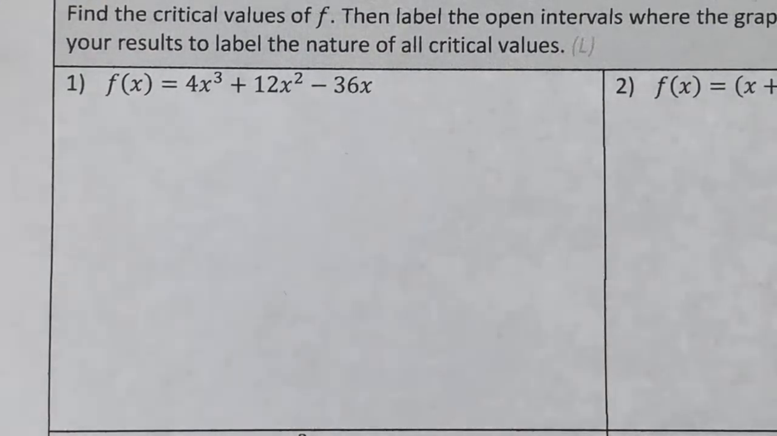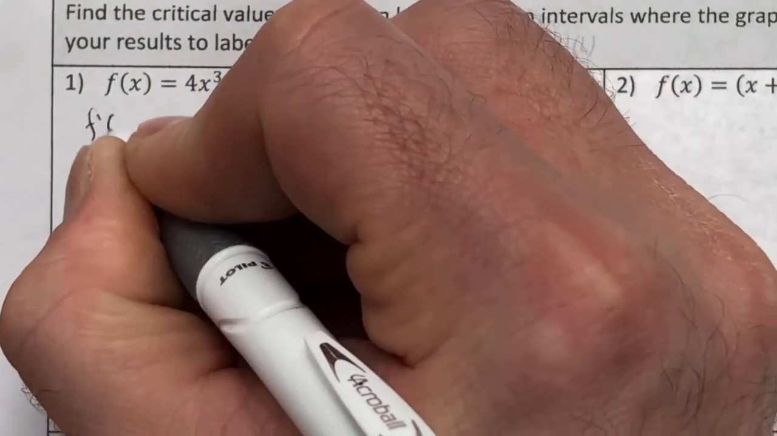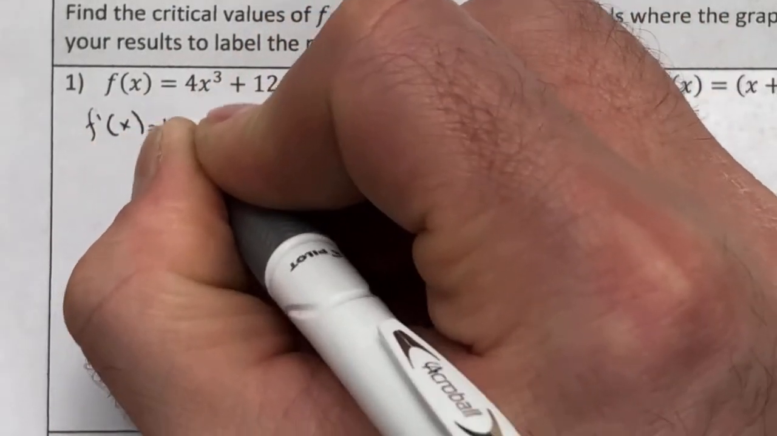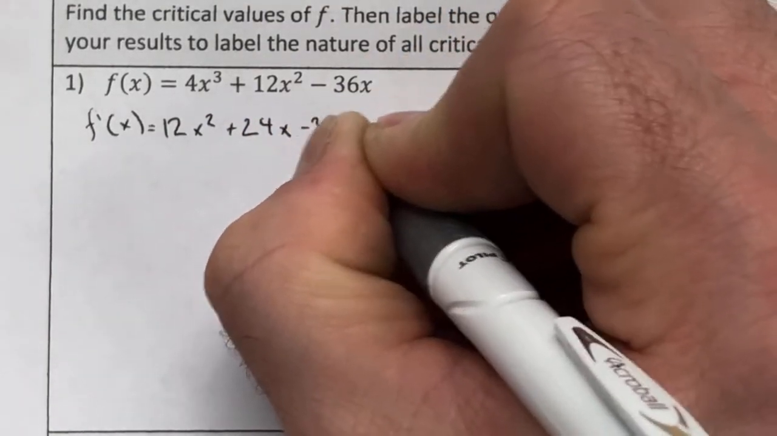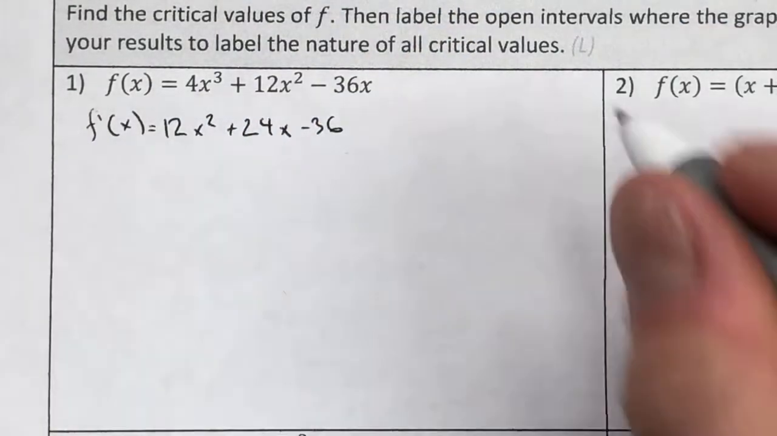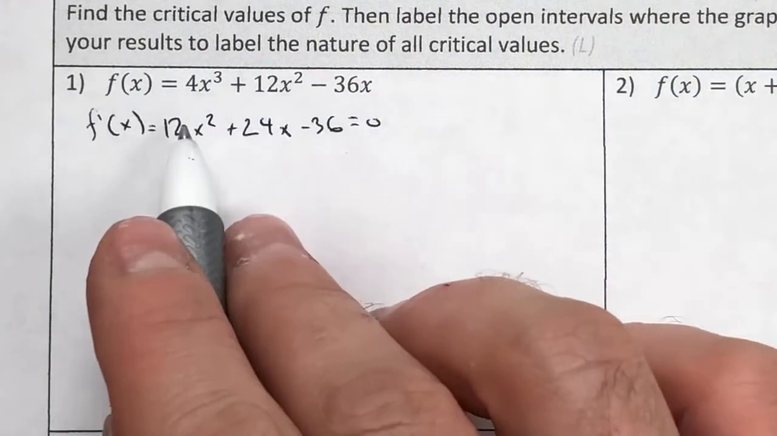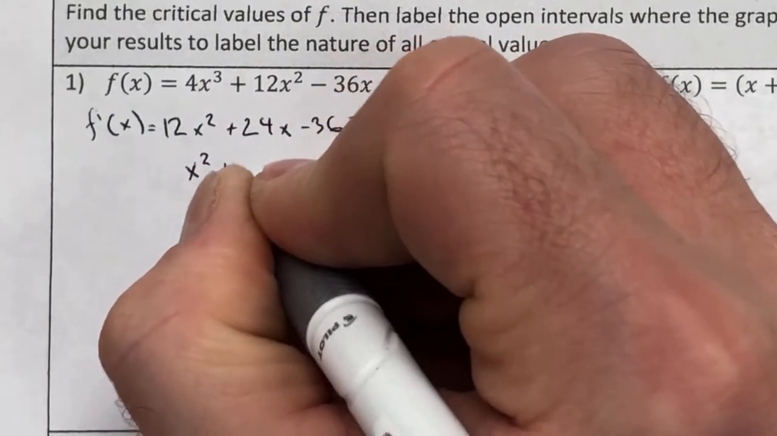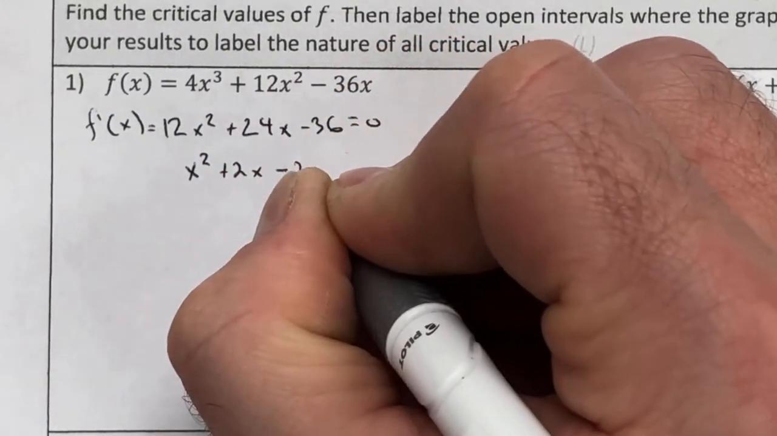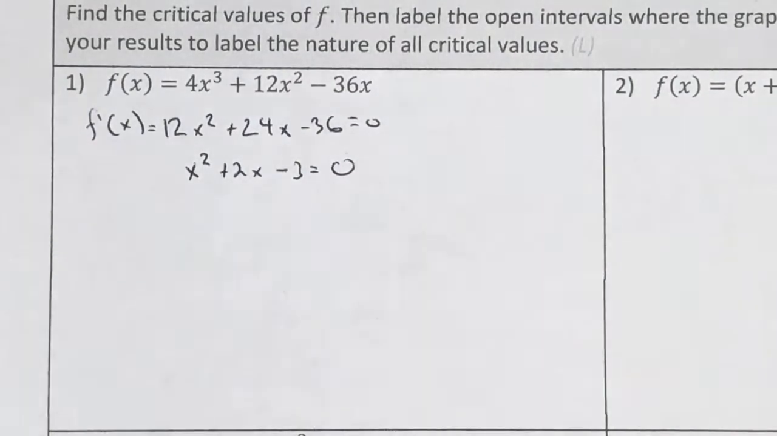So our first goal right here is going to be: what is the derivative? I know f prime of x is going to be 12x squared plus 24x minus 36. So I've got that. I want to set this equal to 0, and I'm going to work this out. I notice that all three of these are divisible by 12, so it's 12 times x squared plus 2x minus 3. I'm going to factor this out.